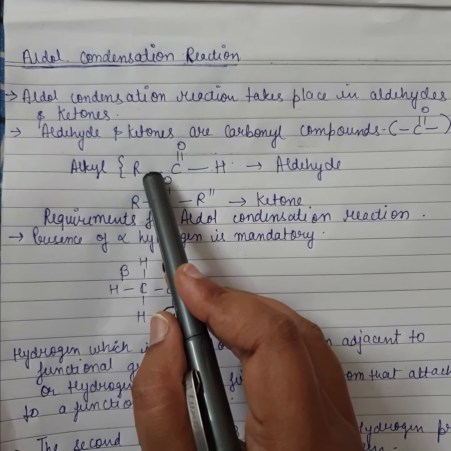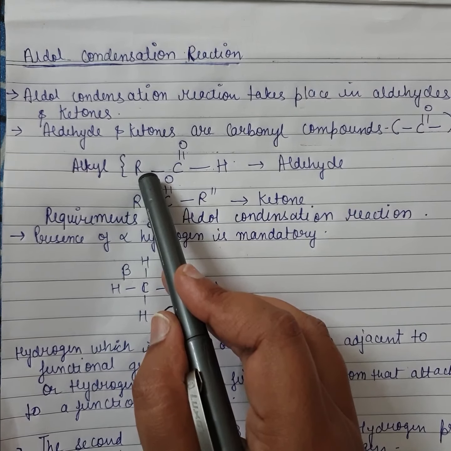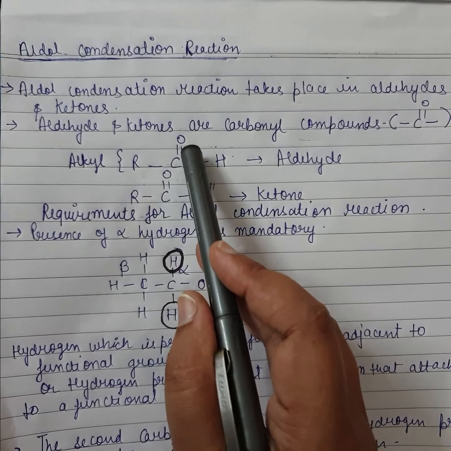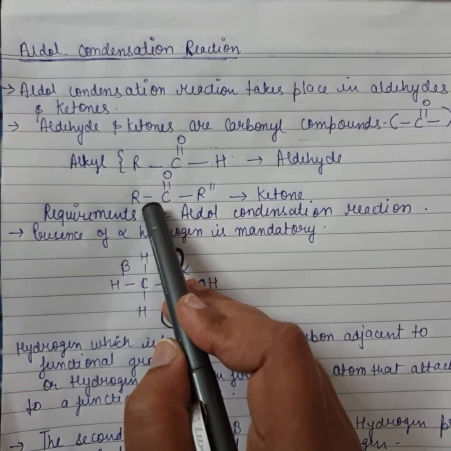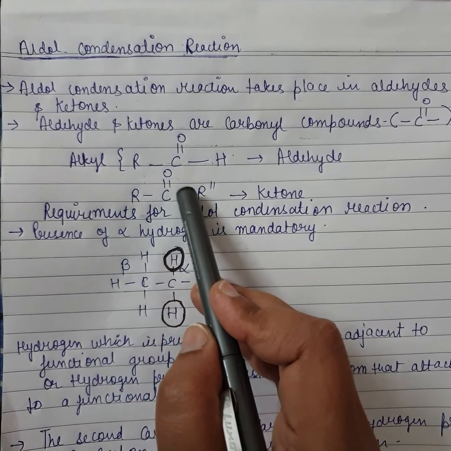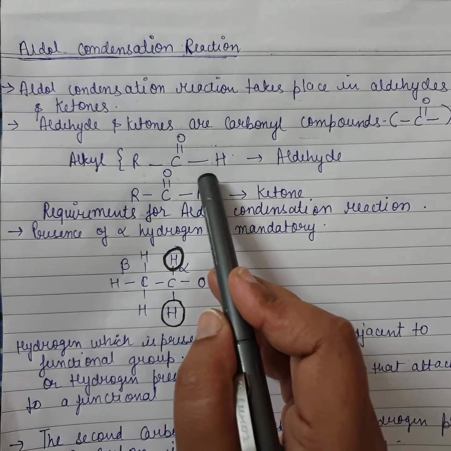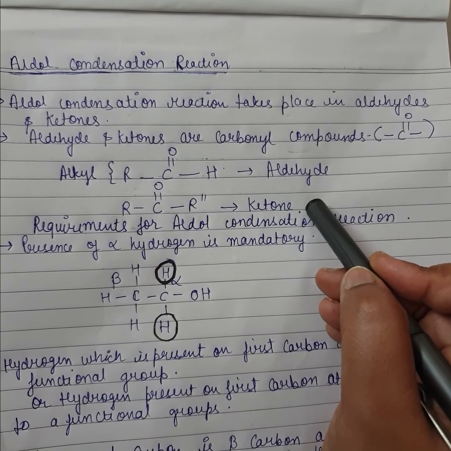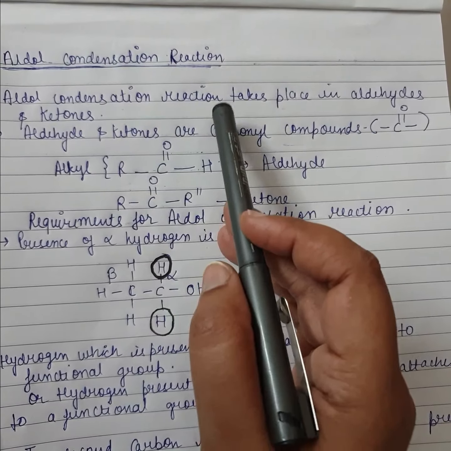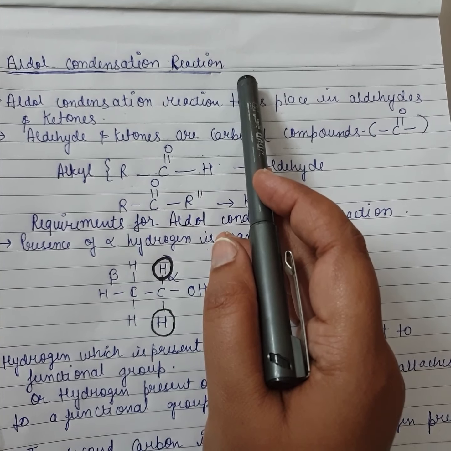So here you can see in aldehyde there is one alkyl group, then carbon with double bond oxygen, and then hydrogen. In ketone, one alkyl group, carbon with double bond oxygen, and another alkyl group. So both these structures have carbonyl carbon. There are certain other requirements for aldol condensation reaction.